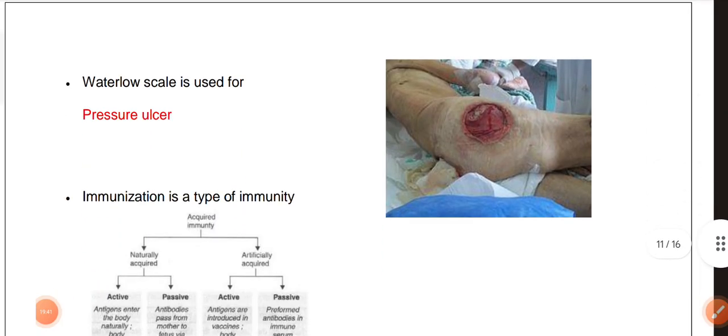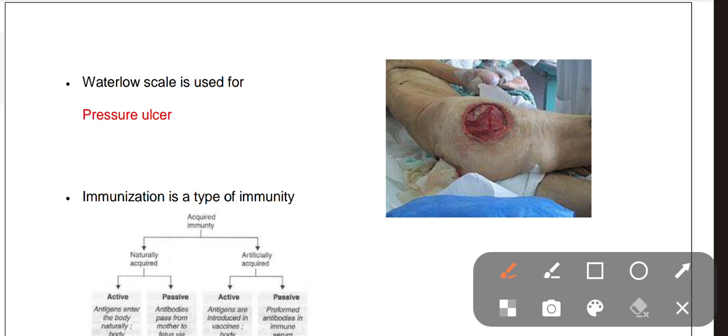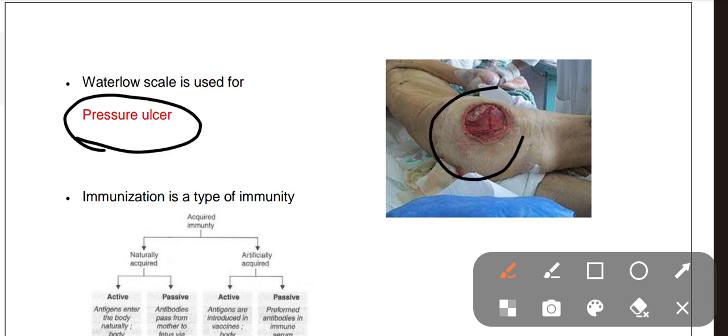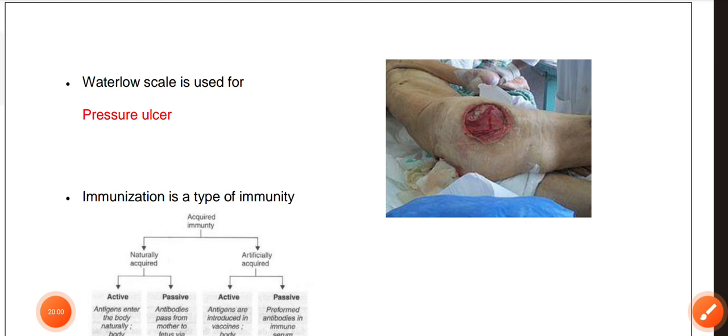Next point is Waterlow scale is used for, sorry, Waterlow scale is used for the pressure ulcer. So you can see the pressure ulcer over the buttocks region. By using the Waterlow scale, we can assess the degree of pressure ulcer, that is decubitus ulcer.